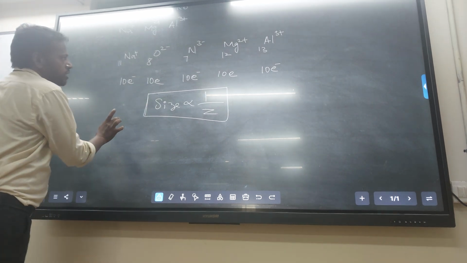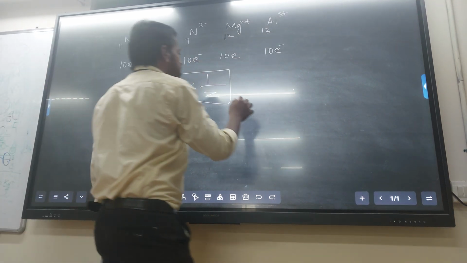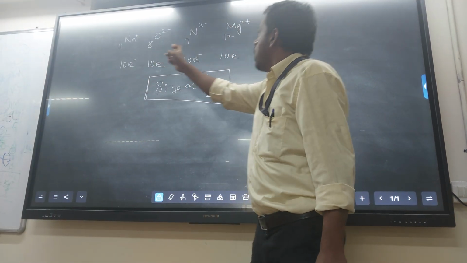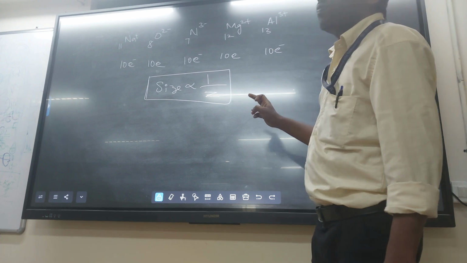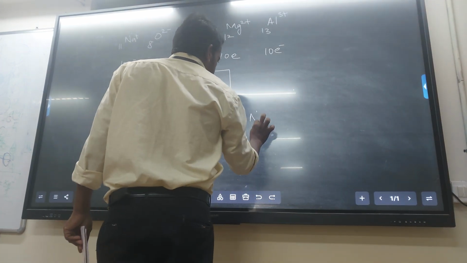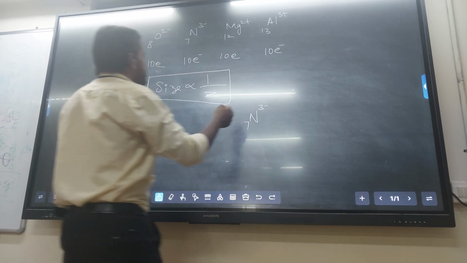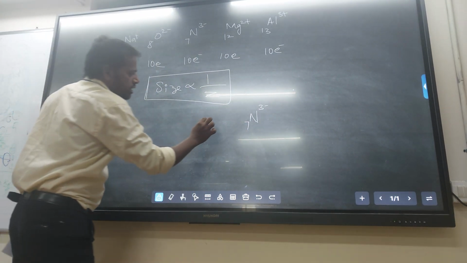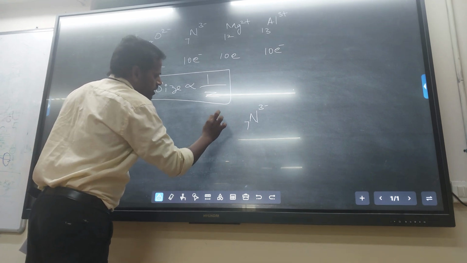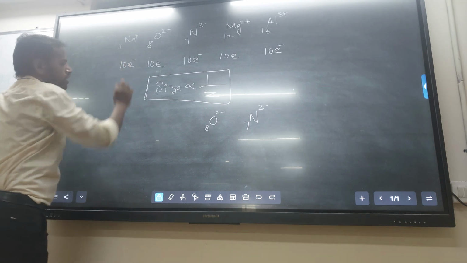Atomic number less means maximum radius, right? As per the concept, which one has the lower atomic number out of the five? Nitrogen has the lower atomic number, so N 7, 3 minus, that is the maximum radius. Next, oxygen, 8, 2 minus. Next, 8, then 12, 11.